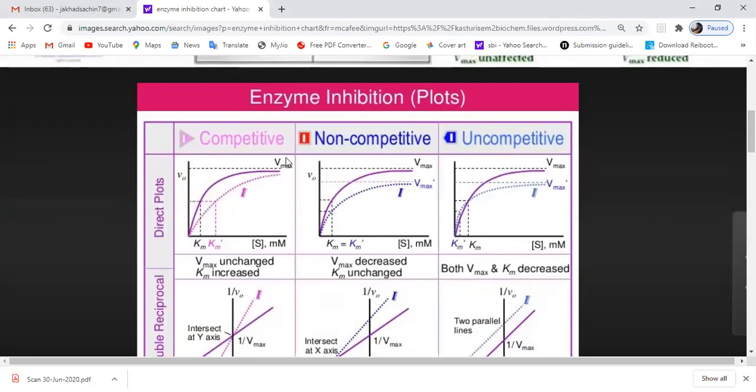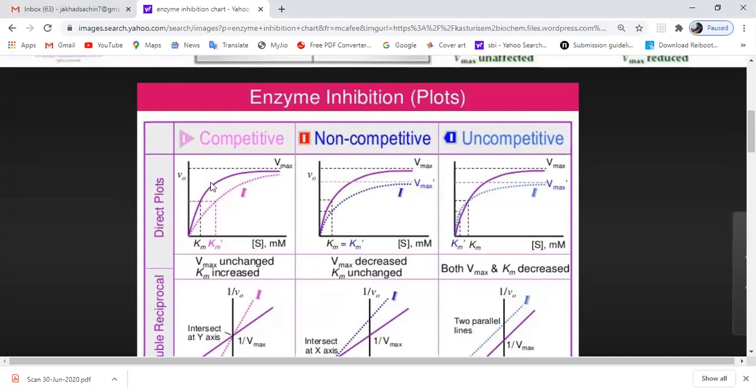Okay, so you can see here. If the V maximum is unchanged... sorry, this one. Okay, so this is competitive, this is non-competitive, and this is uncompetitive. The majority of inhibitions are these three types, and one which we have added is mixed, which is a combination of these two. I will discuss that also.